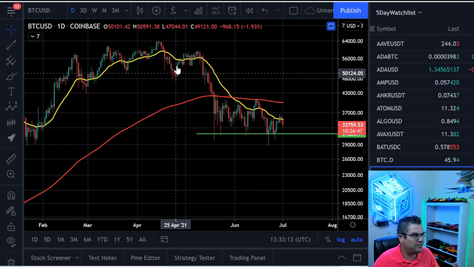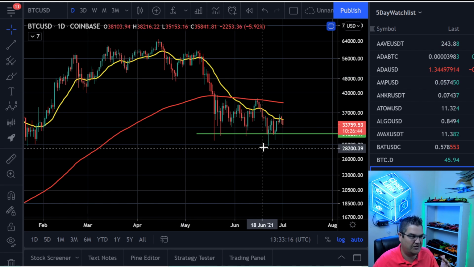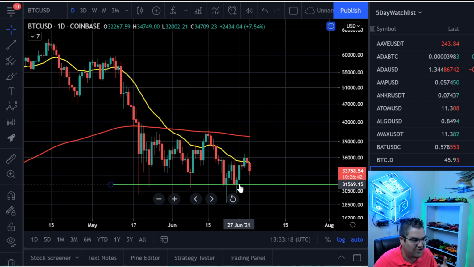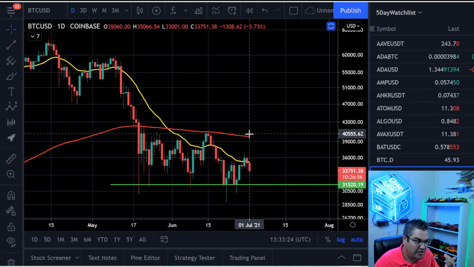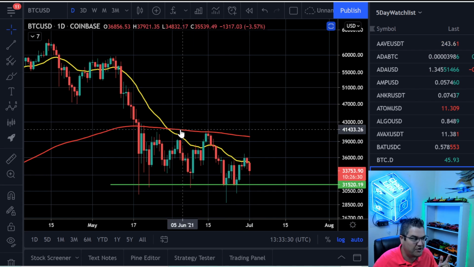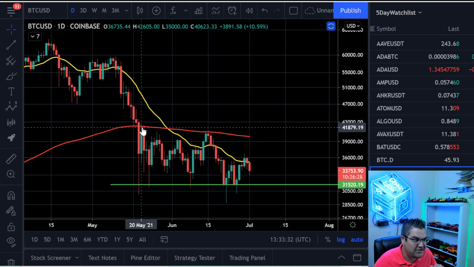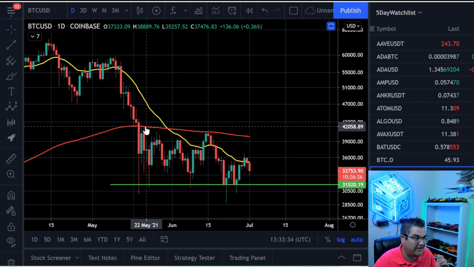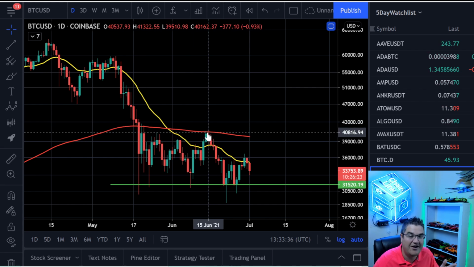Let's go. Bitcoin USD. Plain and simple. We're looking for a daily candle close below 31.5. If we do that, we're likely going lower. On the upside, 40K. If we close above this red line, that is our 200-day moving average, 200-day EMA. And we've gotten rejected off of it so far 4 times. 1, 2, 3, 4. You can count as well.